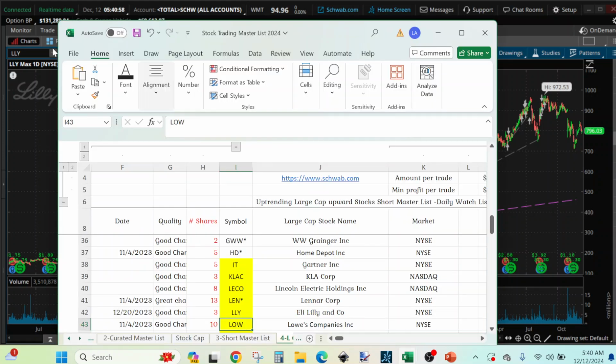Lowe's, that's another one that we purchased, is in the account. And it's playing that game. We purchased it here and next time we'll prefer to buy it again down here. Okay, MA, we purchased MA.